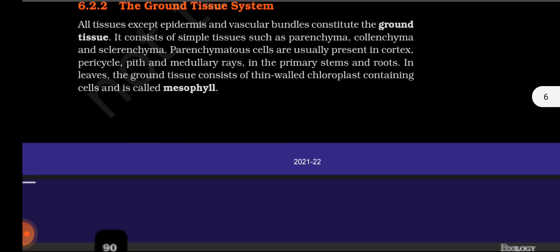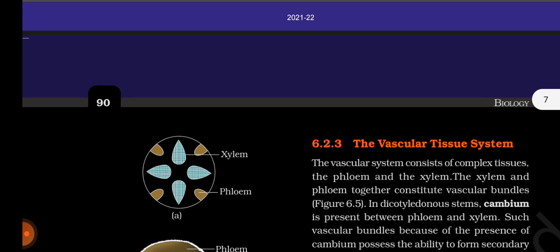Ground tissue system. All the tissues except epidermis and vascular bundles constitute the ground tissue. It consists of simple tissues such as parenchyma, collenchyma, and sclerenchyma. Parenchymatous cells are usually present in the cortex, pericycle, and medullary rays in primary stem and root. In leaves, the ground tissue consists of thin-walled chloroplast-containing cells called mesophyll.